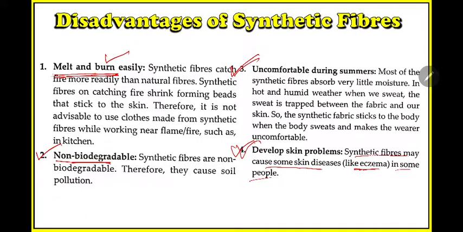So these four are the disadvantages, the bad features of synthetic fibers. So far up to this class, we have discussed four types of synthetic fibers. There are some good features, that is advantages, and some bad features, that is disadvantages. So this is for today. In the next class, we will explain the remaining part. Today's class is a bit long one.